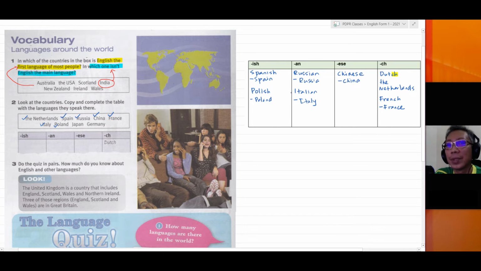Japan. People in Japan speak Japanese. Last but not least, Germany. People in Germany speak German.